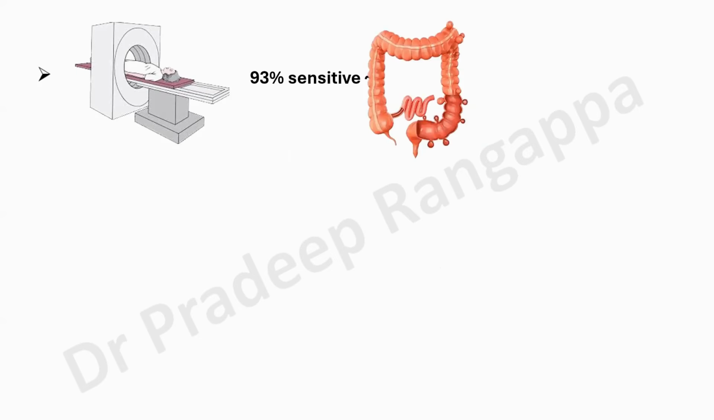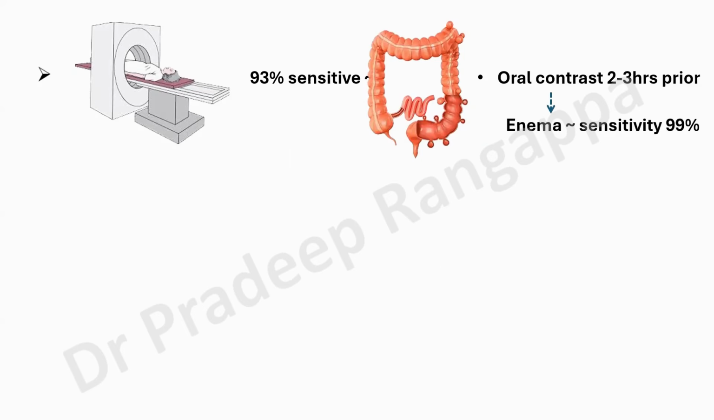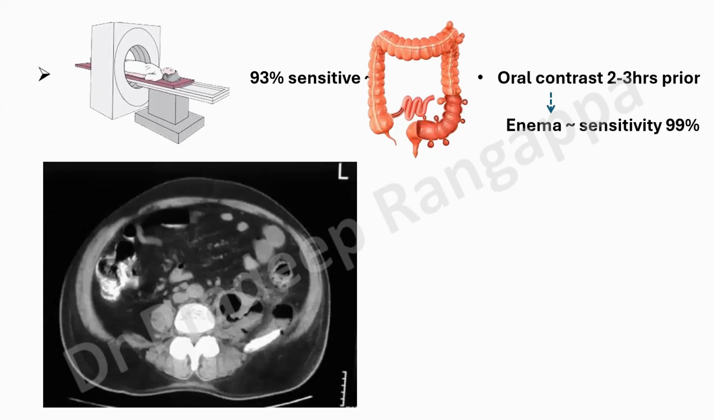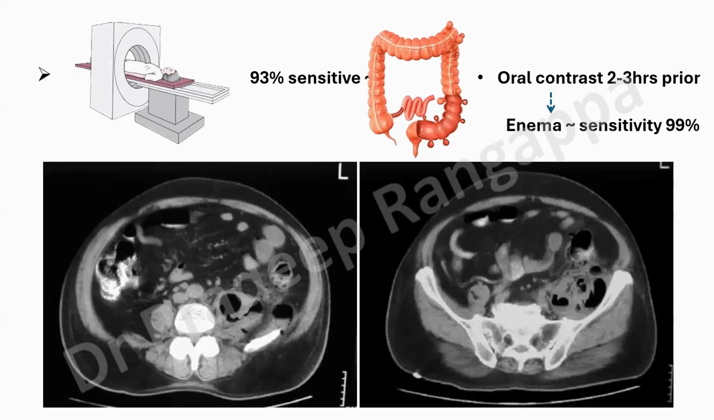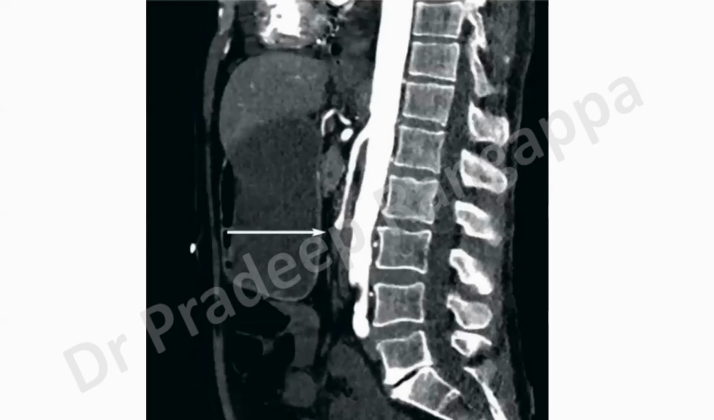CT is also 93% sensitive in picking up other structural problems like diverticulosis, and this sensitivity improves with oral contrast, and with enema the sensitivity improves to 99%. So this patient, as you see, had a few dilated loops with features of ischemic bowel. If you see in this patient, there was a cutoff of the middle part of the mesenteric.